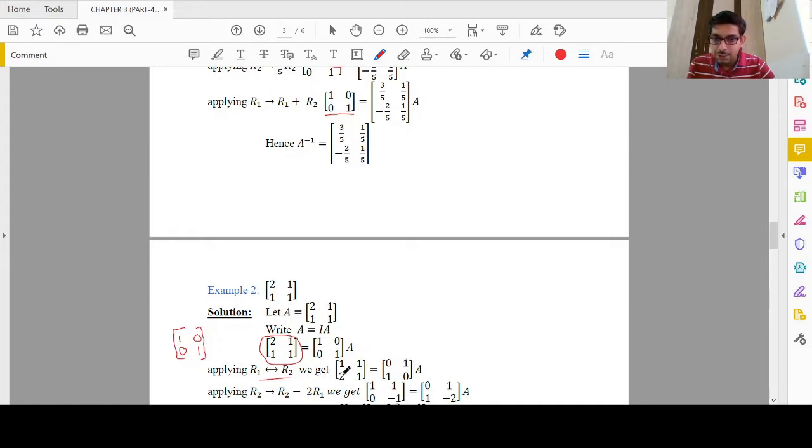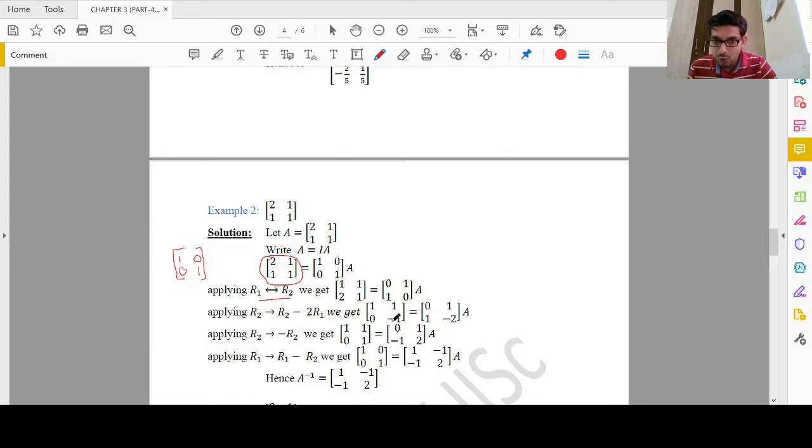Now to get identity, here it should be 0. That is whatever element is there, 2 is here. So you just use R2 changes to R2 minus however many times whatever number is there, that times R1. So here 2 is there, so R2 changes to R2 minus 2R1 because 2 is here. If 3 is there, then you have to use R2 changes to R2 minus 3 times R1. So we got 1 1 0 minus 1. So now we have to take care of this column only.